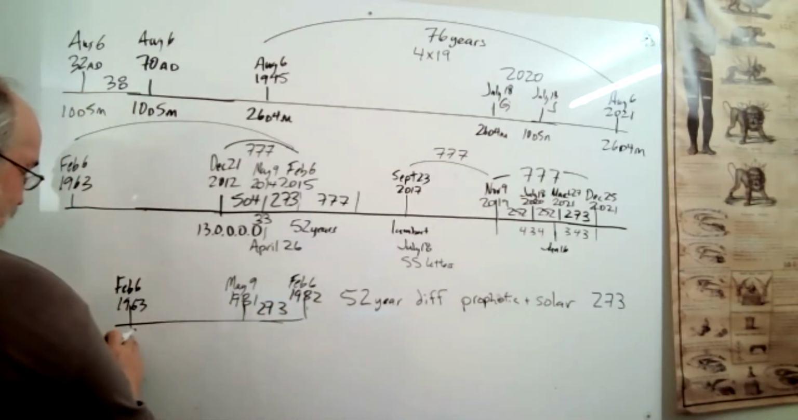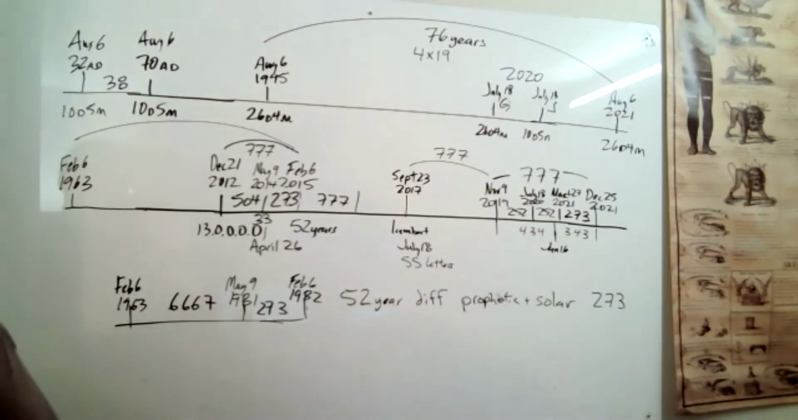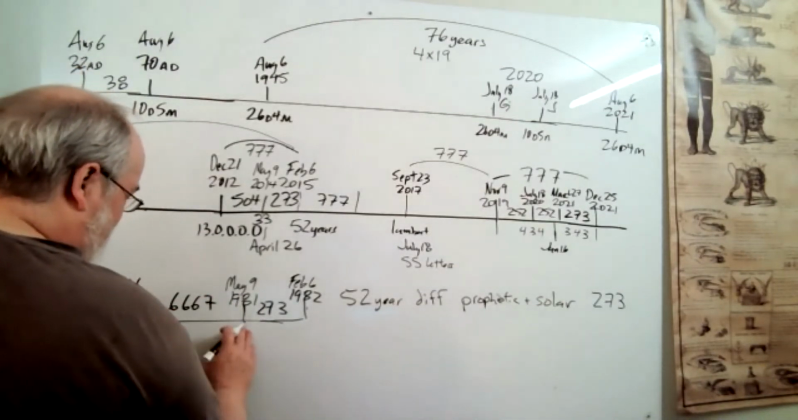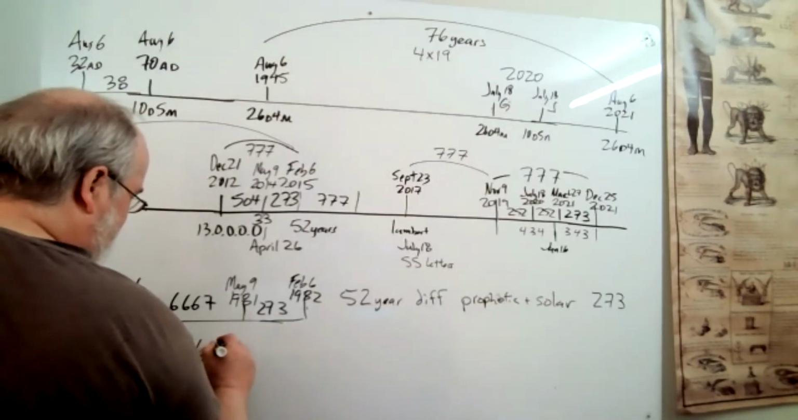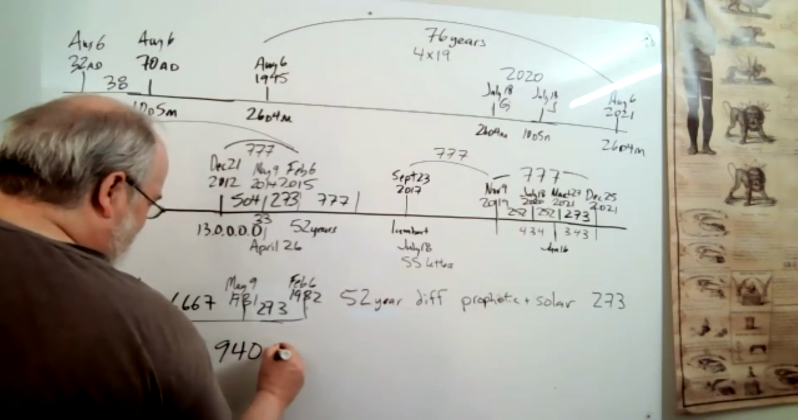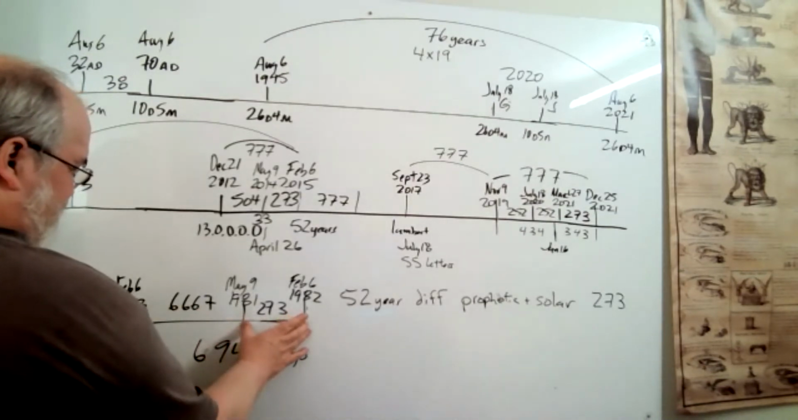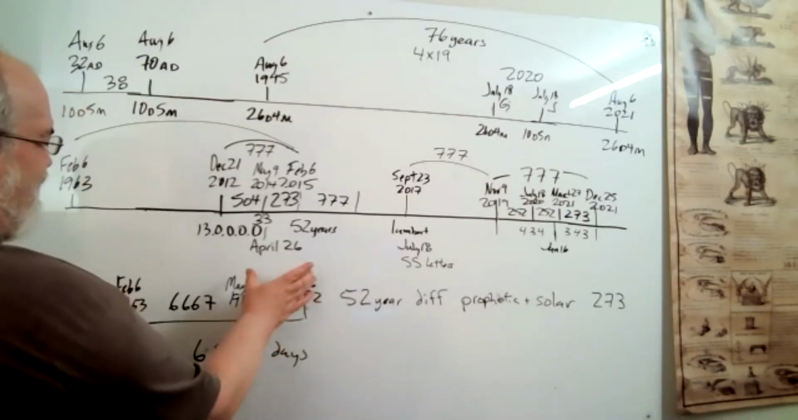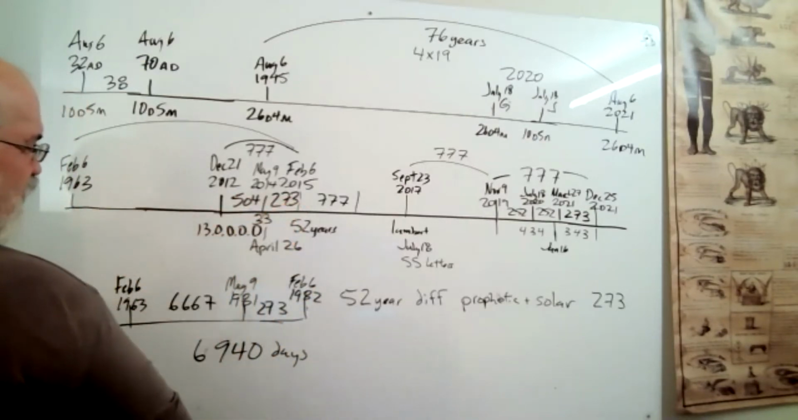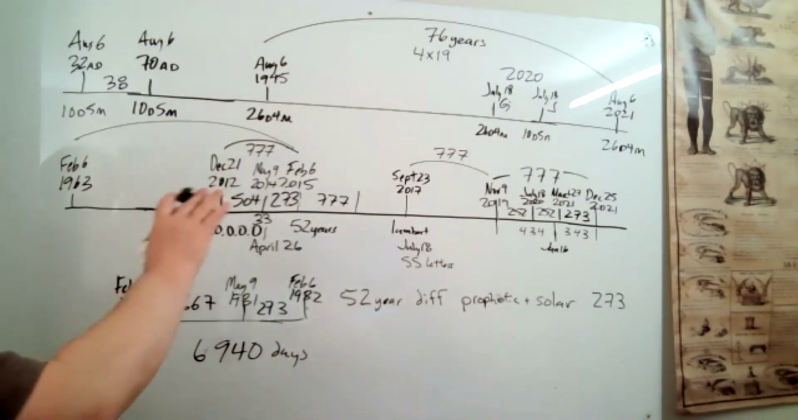Now, the number of days from when I was born to when I was married was 6,667. That means if you take this number and add 273, you get the Metonic cycle of 6,940 days. So this relationship of the Metonic cycle, this 273 days, is related to these 52 years. So what's the relationship between 19 years and 52 years? Why is that showing up? Any guesses? Why has this shown up in this line? This is my personal line, though it's related to our big line.